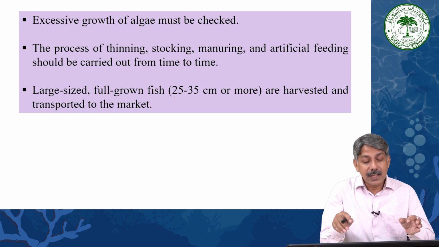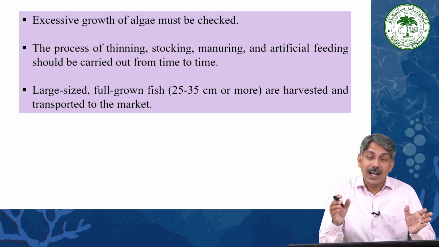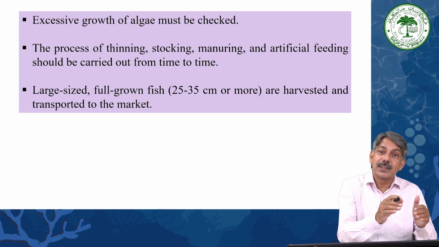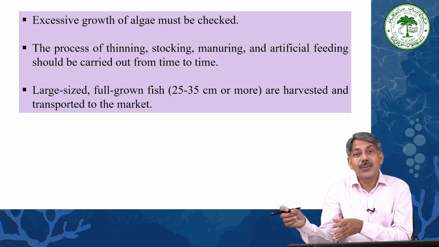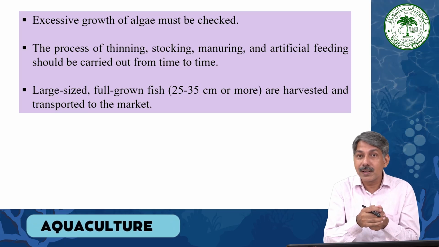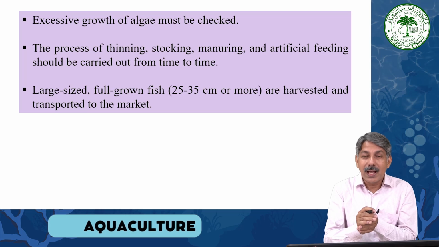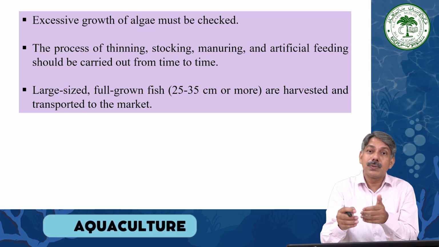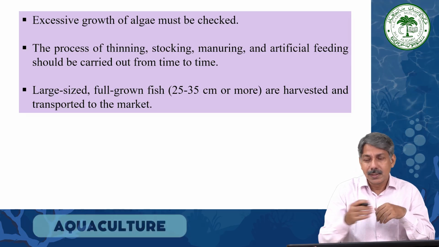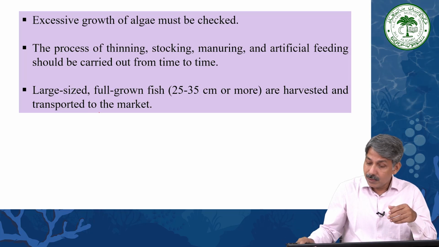What happens in the entire process of thinning and harvesting is that when the fishes grow in size, they occupy more space. So when there are bigger fishes, take them out from nursery to rearing, from rearing to stocking, and from stocking to brood stock if needed. Thin the pond density, take them out to another pond, and if they are ready for harvest, then harvest them and sell into the market, or simply transfer to some other pond where they are needed. Large size full grown fish are harvested and transported to the market.